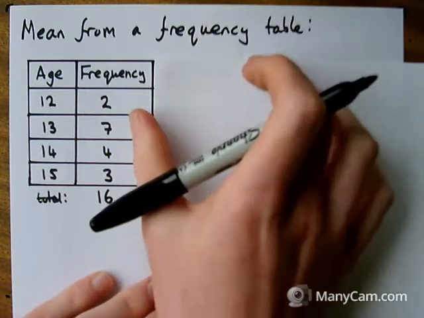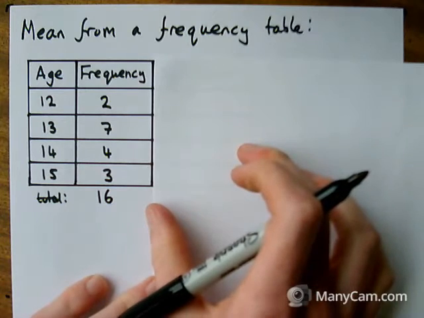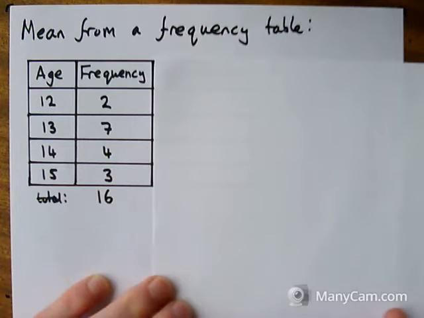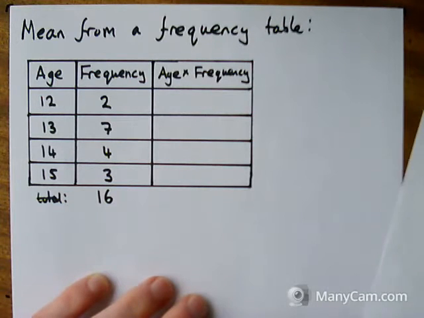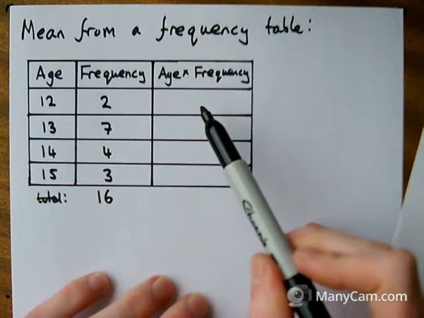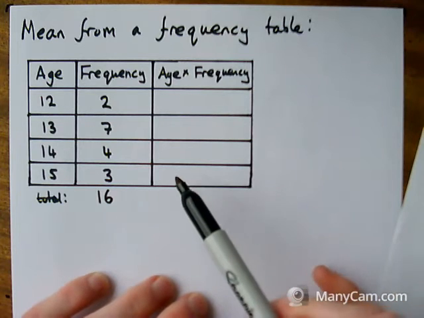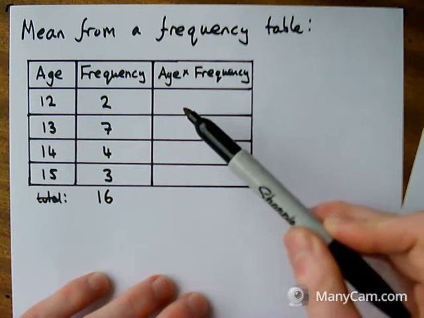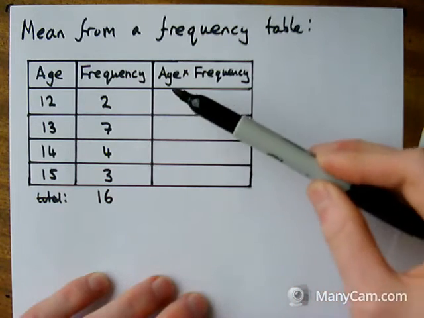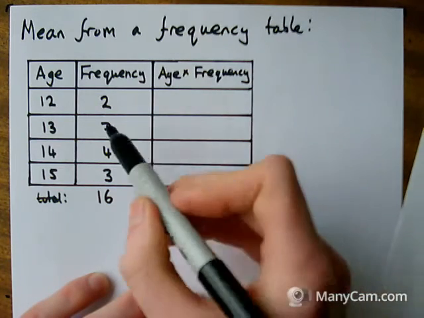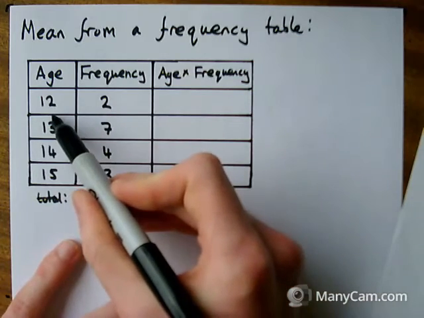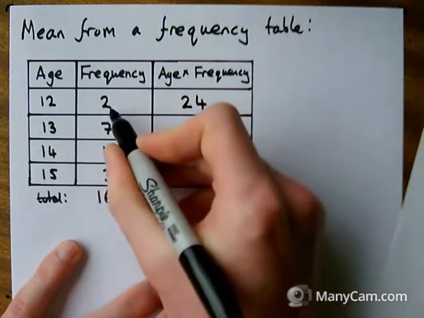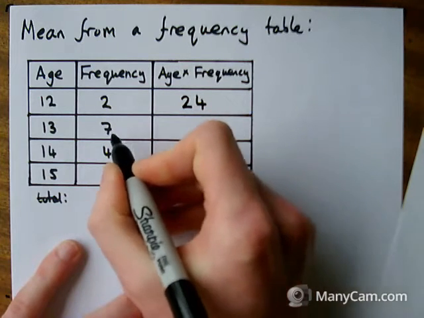The third step, I need to end up drawing an extra column here where I do the ages times by the frequency. So I've already drawn an extra column out here. Now the numbers I end up in here will end up telling us how many years there are in total for this whole group. So there's 2 people that were 12 years old. So 2 times 12 gives me 24. So these 2 people share 24 years.